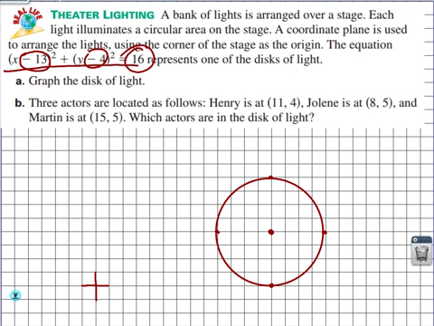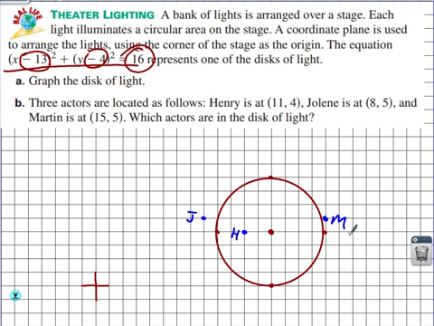It says 3 actors are located as follows. Henry is at 11.4. Wasn't this 13.4? Henry is at 11.4, point H. Jolene is at 8.5. 1, 2, 3, 4, 5, 6, 7, 8. 1, 2, 3, 4, 5. There's Jolene. And Martin is at 15.5. This was 11.4, 12, 13, 14, 15, 5.